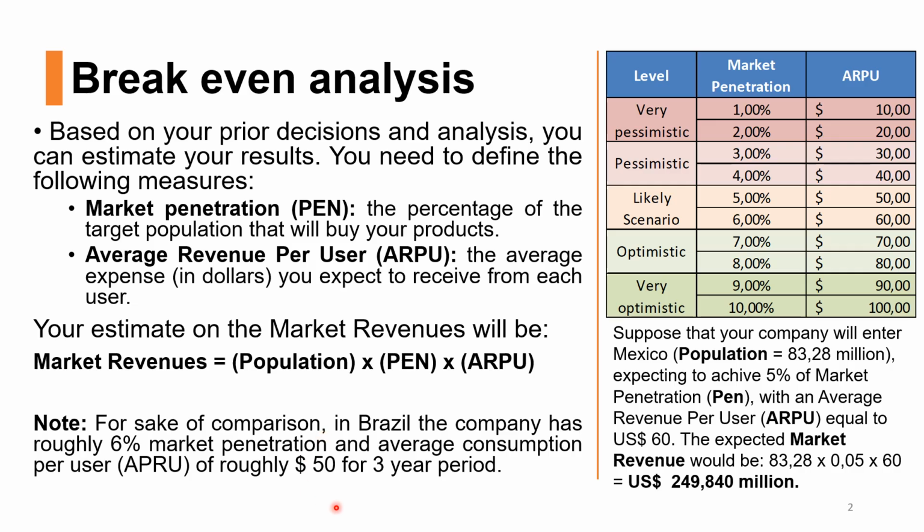In terms of average revenue per user, it is about the same, but remember that if you're entering rich countries, then the average revenue per user will be higher because people have more money to buy things. So let's give one example. Suppose that you're entering Mexico and you're expecting to achieve 5% of market penetration with an average revenue per user of $60. So what will be your market revenue? You basically multiply these three metrics and then your revenue will be $249 million in the target market.